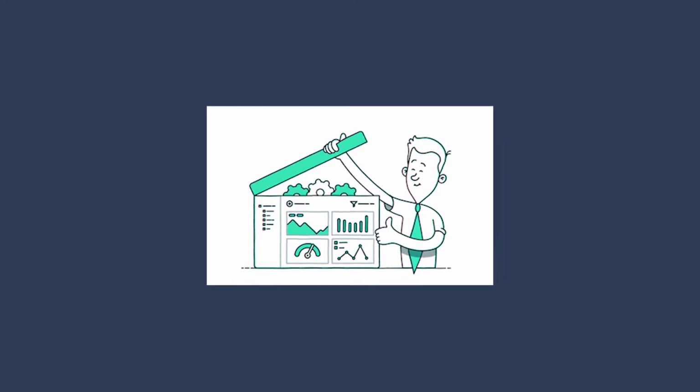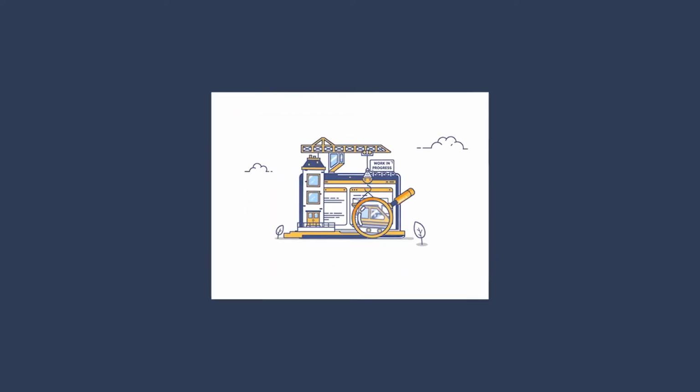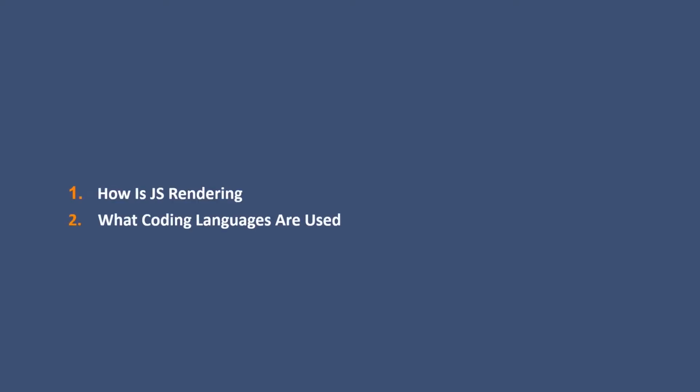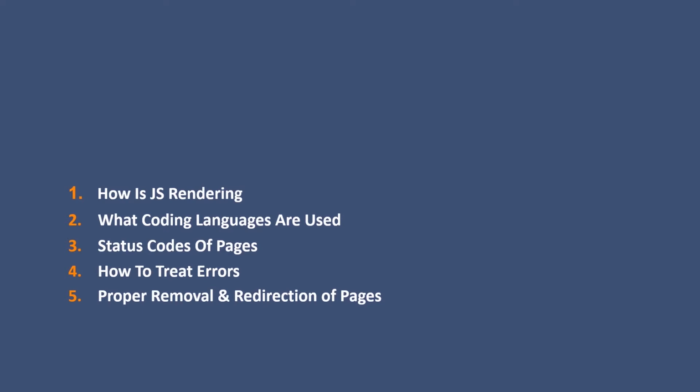Number 1, functionality. Functionality refers to how your site works, or how it's going to work if it's not yet built. What components are being used across the site? How is JavaScript rendering? What coding languages are being used? The status codes of your pages. How to treat errors. Proper removal of unused or zombie pages. Addressing redirect loops and hops. Broken links. The list is extensive. Essentially, it's the structure in place that allows your site to do what's necessary. Whether that's e-commerce, attribution, functional tools, calculated fields, search functions, or whatever else you might have on your site.